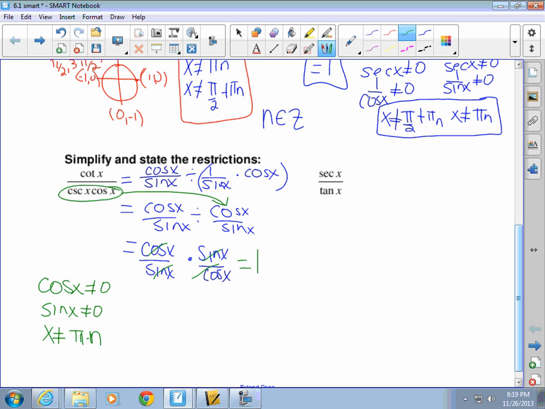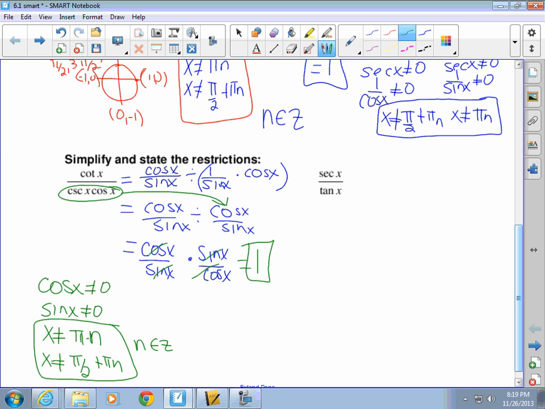I was going to write a sign in between there. And then that's for sine. For cosine, it's not equal to pi over 2 plus pi n. And again, these are elements of real numbers. So those are your restrictions, and there's your solution.